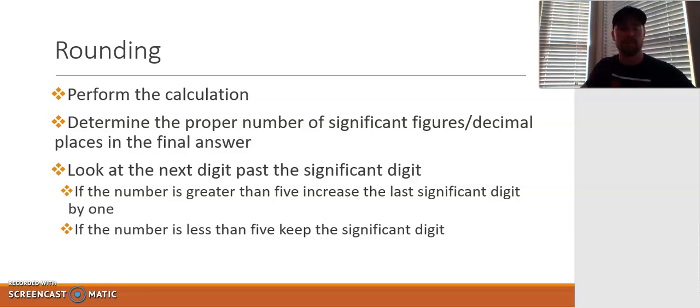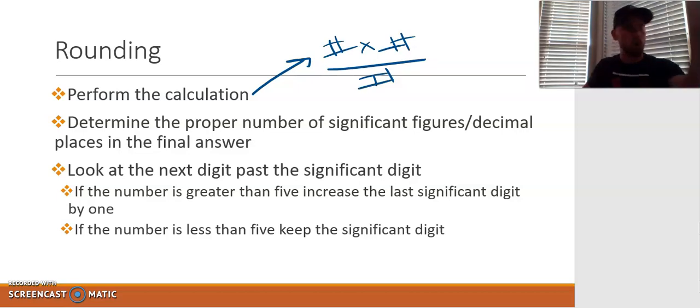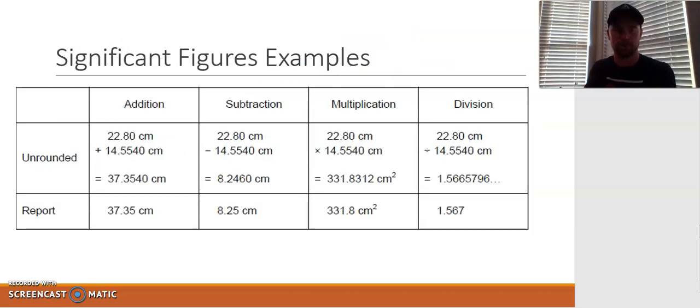A little note about this now, and I'll talk about it later too: when it says perform the calculation, what you would want to make sure you do is do all of the calculations. So let's say, for example, you had one number times another number divided by a number. You would want to make sure you do all of that calculation first before you actually do your rounding. And we'll get into that in a few slides as well.